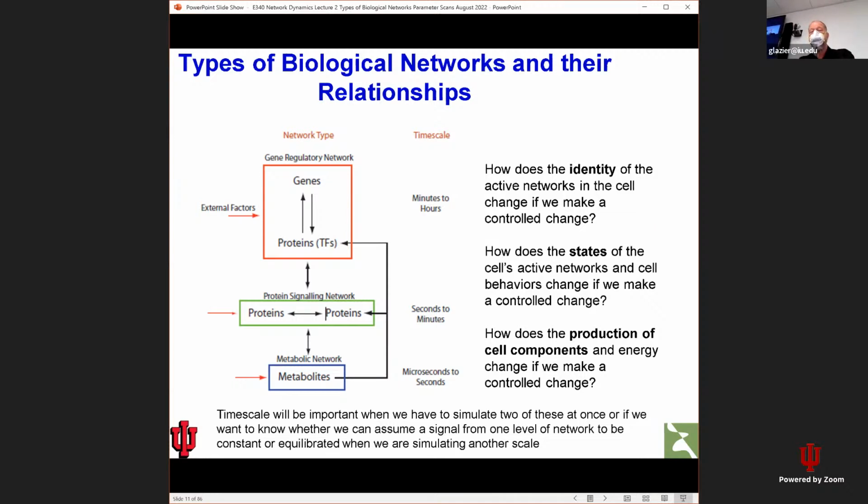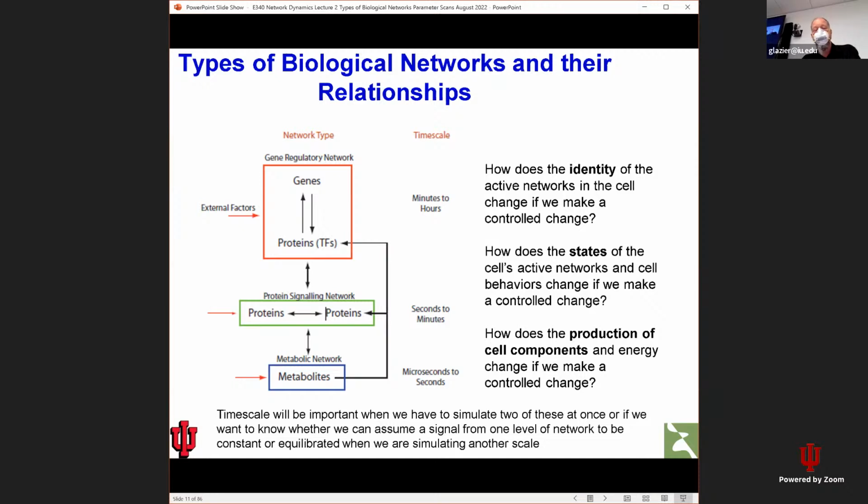The signaling networks typically work with what is available in the cell at any given time, given its gene regulatory state. And so they change the state of whatever networks are active at a given time in the cell. And they tend to control cell behaviors in a dynamic way. And then metabolic networks control production of components and energy. And again, we're always interested in how these things respond when we stimulate them, either in a natural way, in the disease state way, or in an engineered controlled way.